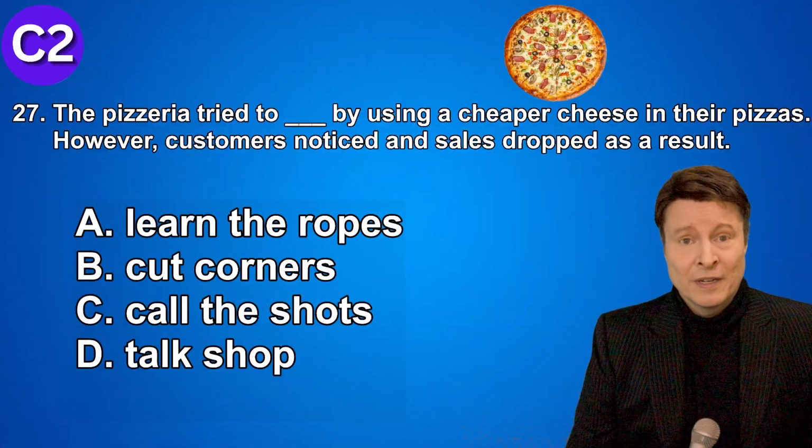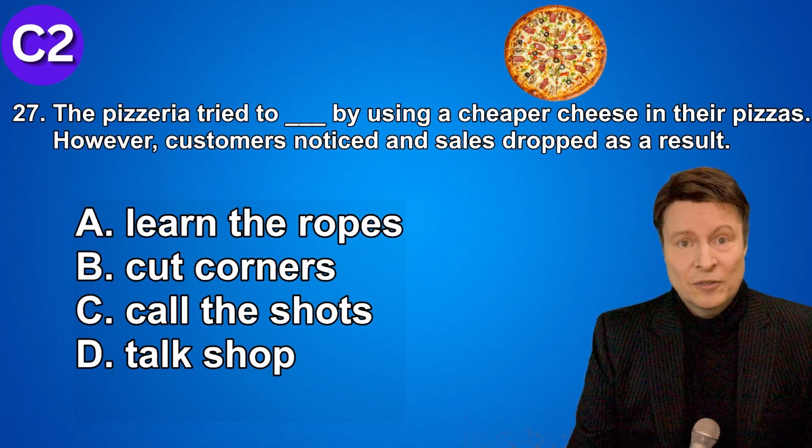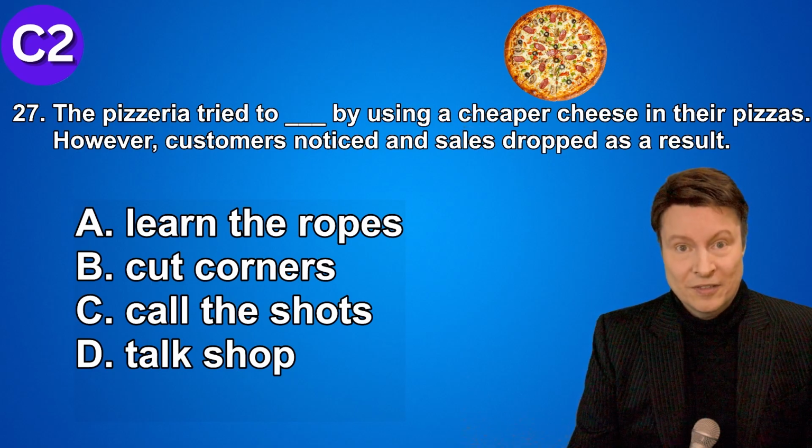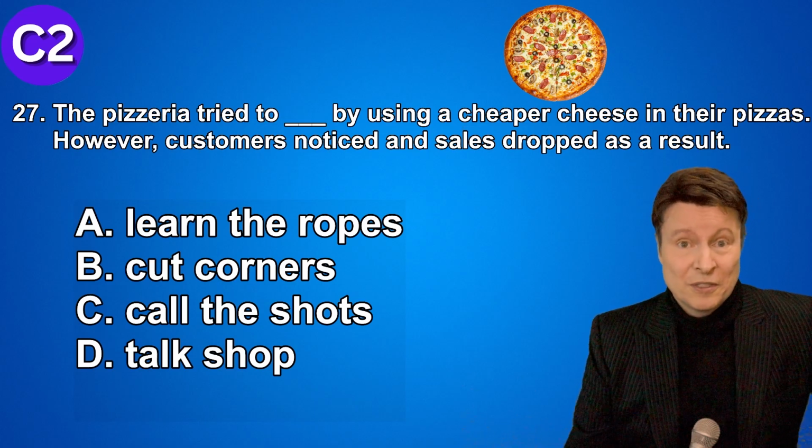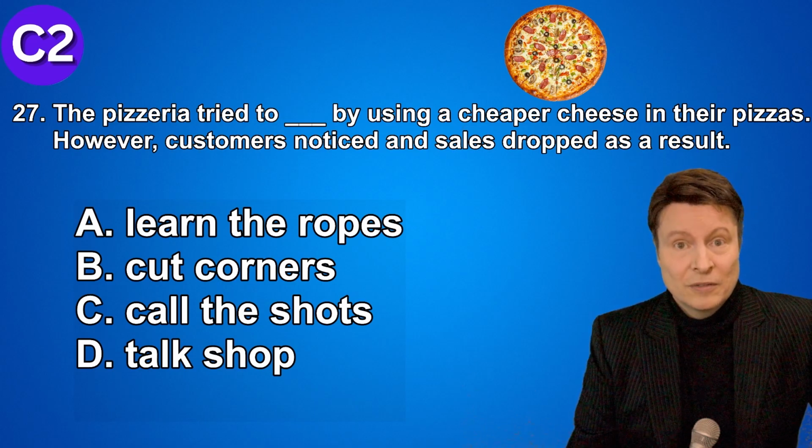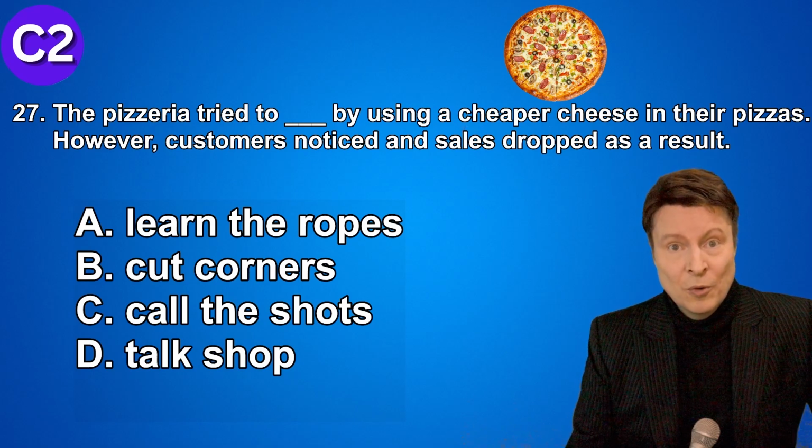Number 27, the pizzeria tried to by using cheaper cheese in their pizzas. However, customers noticed and sales dropped as a result. A, learn the ropes. B, cut corners. C, call the shots. D, talk shop.